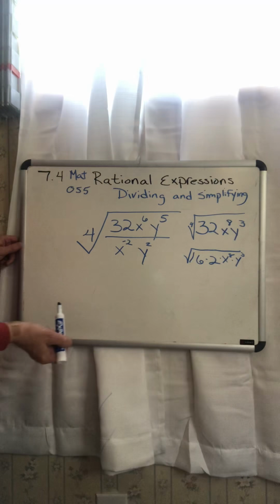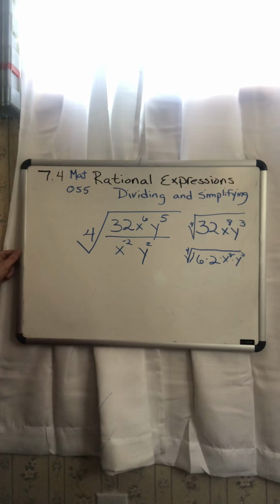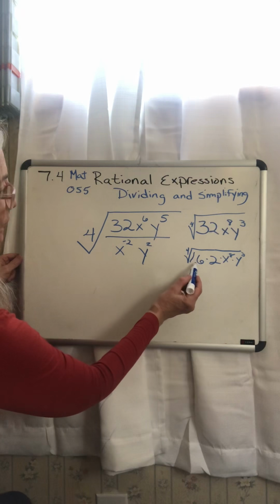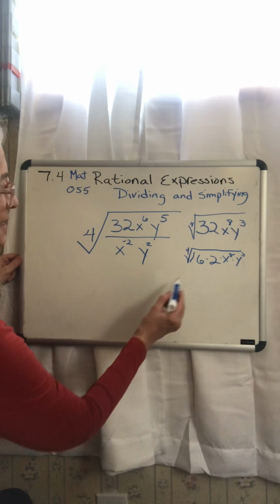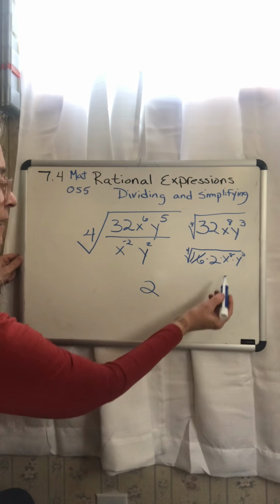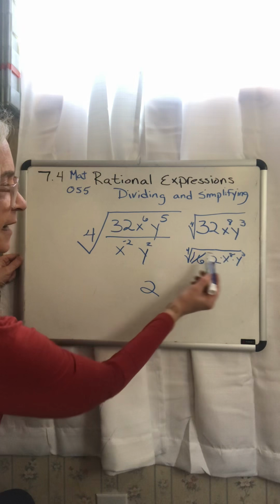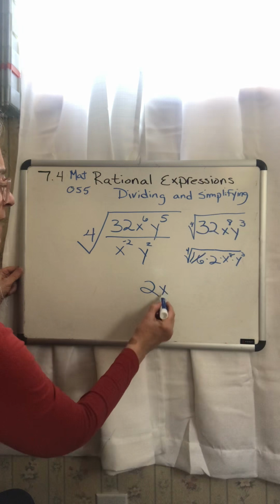X to the 8th would also be a perfect root 4. So let's pull that out. So the root 4 of 16 is 2. So it is now gone. The root 4 of x to the 8th, we just divide. 8 divided by 4 is 2, so we get x squared.